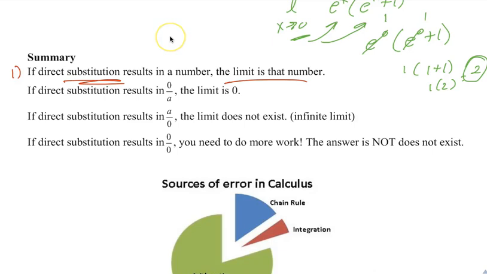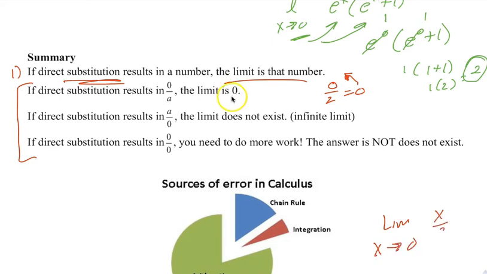Other thing to keep in mind, people always mix these three things up. 0 over any number is 0, right? Come on, grade school stuff. 0 over 2, that's a 0. So that is an answer. If I said, what's the limit as x approaches 0 of x over 3, you would just get 0 over 3, which is 0. You are done. You got an answer.